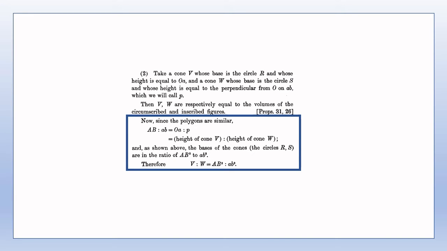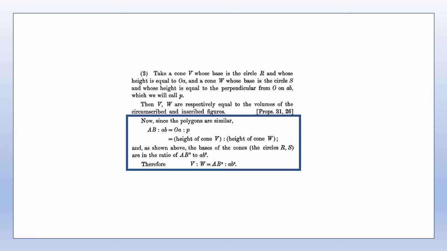The equality of ratios, uppercase AB to lowercase ab is equal to OA to OP, follows from definition 1 of Euclid 6: similar rectilineal figures have their angles severally equal and the sides about the equal angles proportional. The inscribed and circumscribed polygons are similar by assumption.